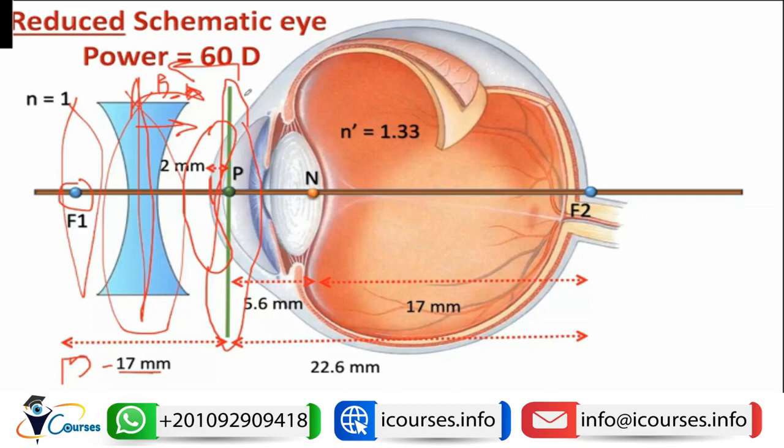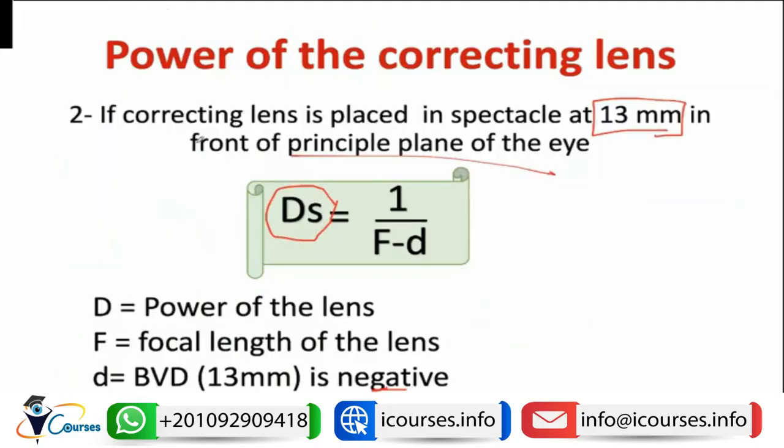So in the first example, when we were using the spectacle back vertex distance in calculation from the principal plane, we were moving from right to left. But when we are calculating the contact lens power, we are based on the power of the spectacle and the spectacle position. So we are now moving from left to right, which is the normal direction of light rays. That's why the back vertex distance will be positive.